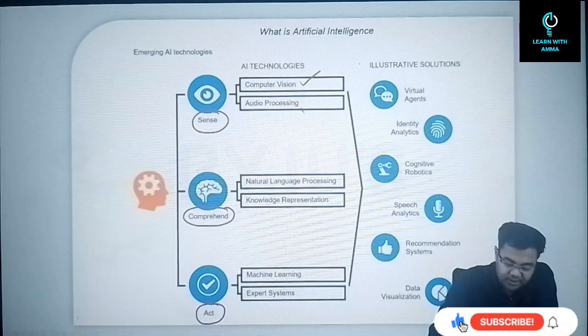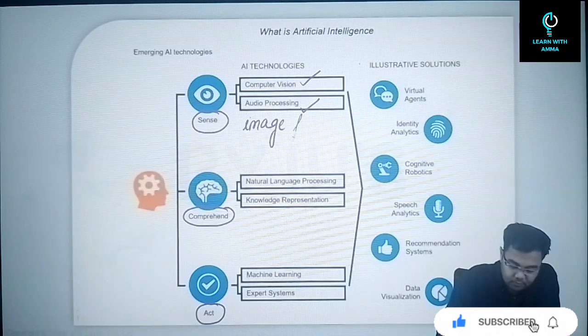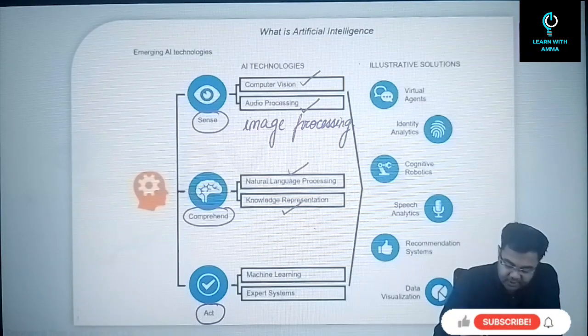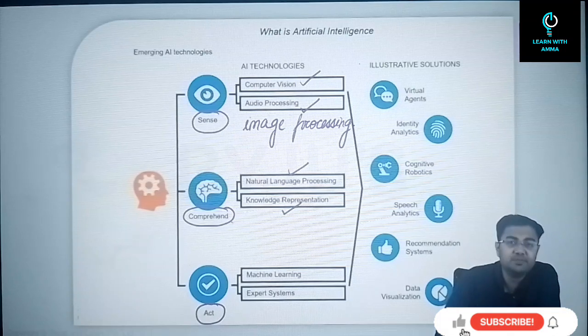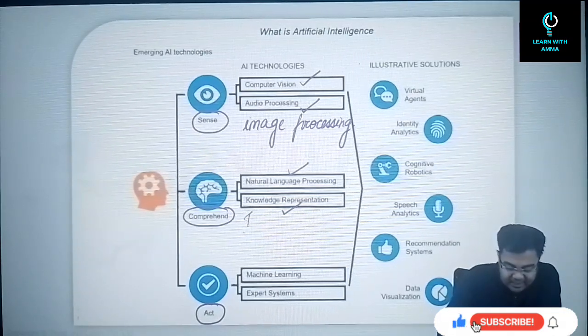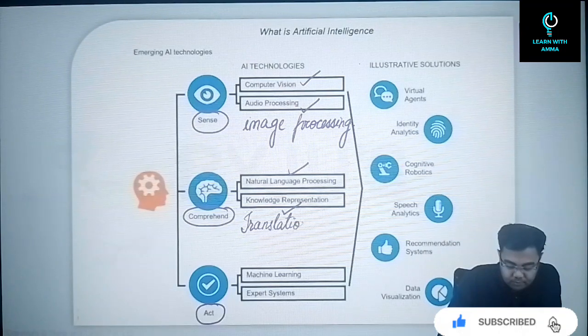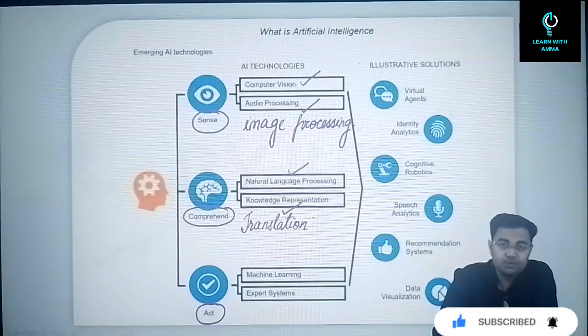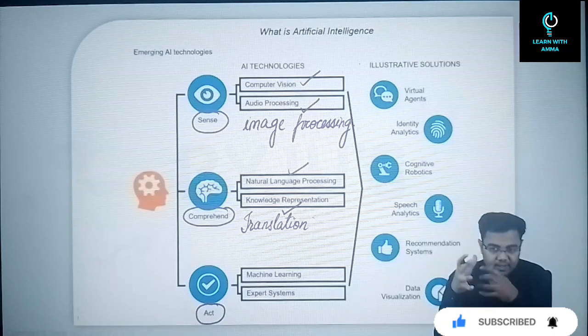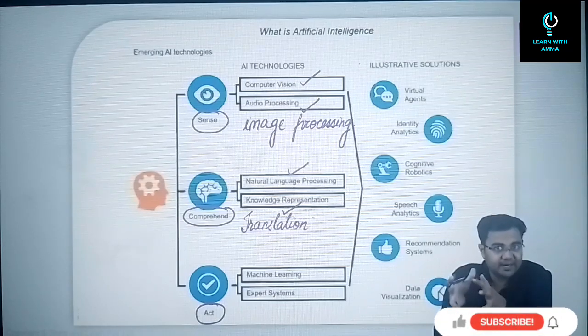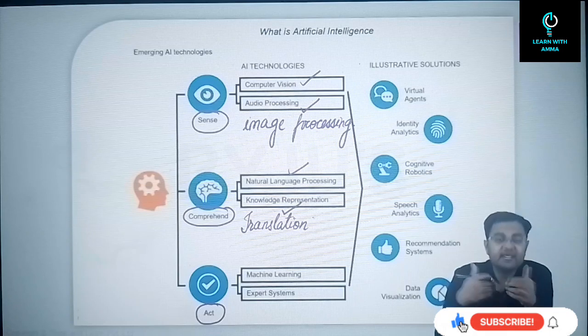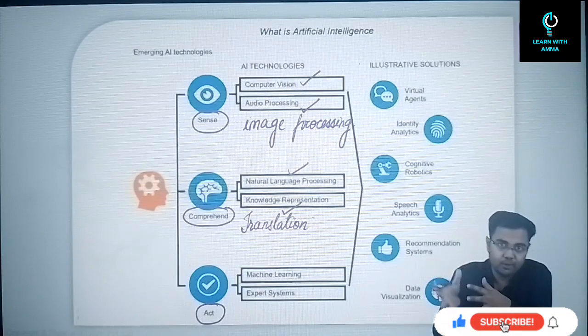For example, computer vision, audio processing, image processing, natural language processing, knowledge representation. You can even take something as simple as translation. If you know Google Translate, how does it work? It has a certain set of words and a certain set of phrases, and it converts it into the language that you want.